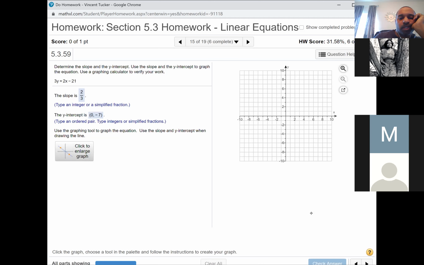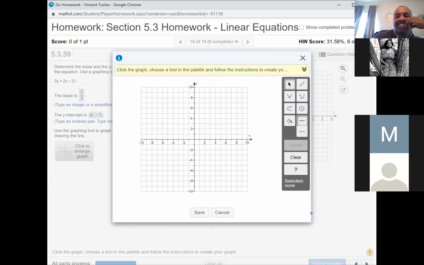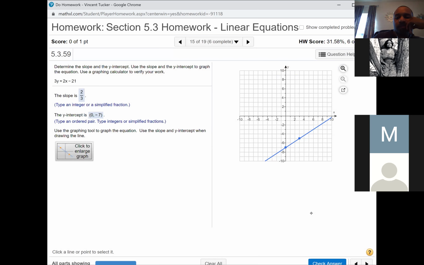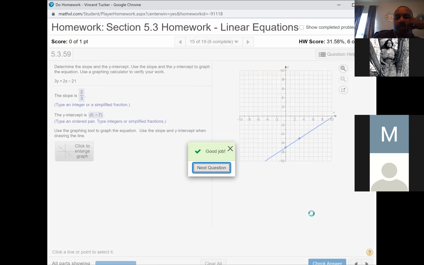Questions. And then you graph like we talked about before. Graph the y-intercept, go up 2, right 3. Go ahead and do it, though. Let me see it. So 0, -7 is down here. And then you go up 2 and then right 3. That should be it. Okay. Let's make sure, yep, there we go.